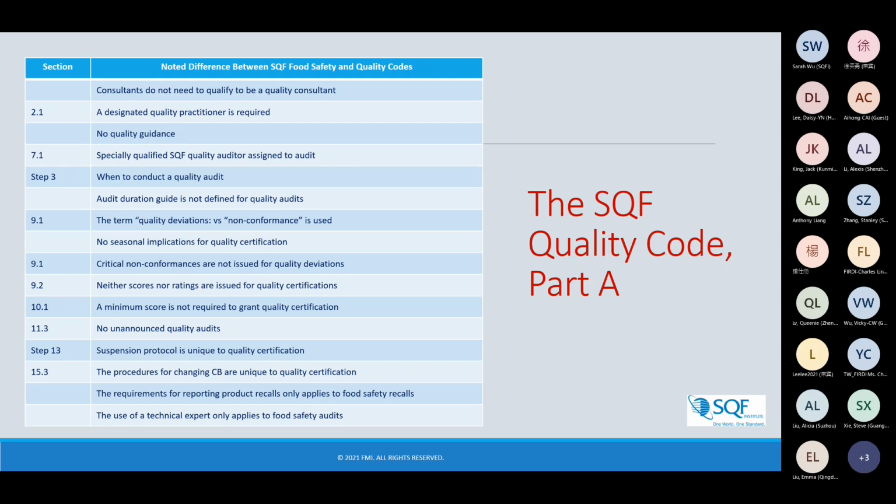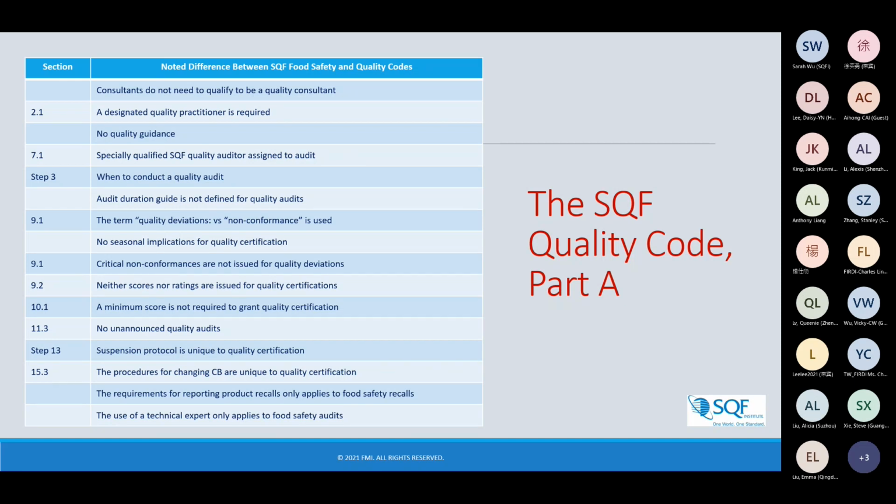Specifically qualified quality auditors are required to be assigned to the audit. So they must be registered. The auditors must be registered as quality auditors. The term quality deviations is used rather than non-conformances in the quality code. There are no seasonal implications for quality certification. It either applies or it doesn't apply.